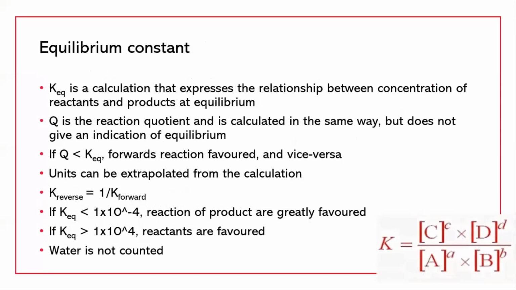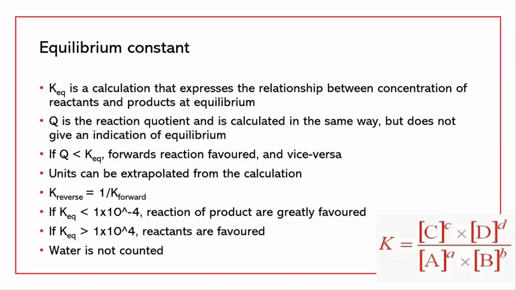All right, we have this equilibrium constant, and this essentially expresses a relationship between concentration of reactants and products at equilibrium. And this is down here on the bottom right, where C and D are our products and A and B are our reactants. So what we do is we put the concentration of our products on the top, concentration of our reactants at the bottom, and we raise each of those concentrations to the power of the coefficient.